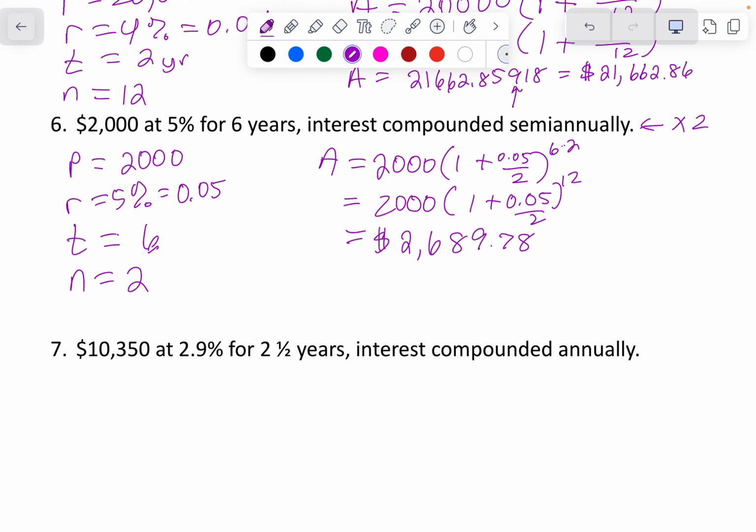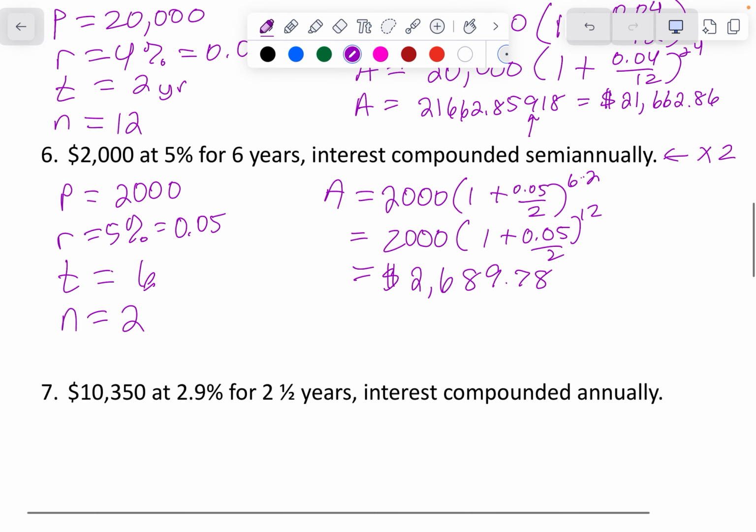So it kind of makes sense. We gained $689.78 interest over that 6 year time. So, do we have any questions on number 6? So there's number 6. I'm going to let everybody catch up to number 6, and then we'll do the last 2. And if you did this on paper, you can take a picture of it.